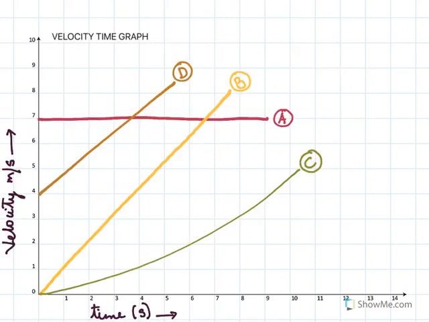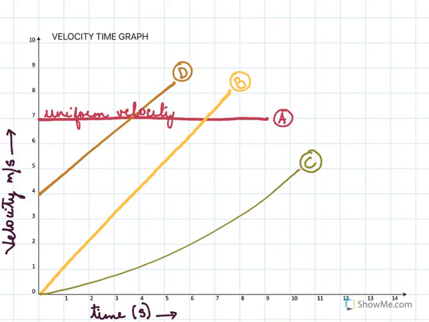Now let's examine the velocity time graphs. I've drawn 4 different graphs which tell us 4 different stories. Let's get on with object A. Now if you see in object A, it is moving along a straight line, parallel to the x-axis. The velocity does not change. It remains 7 meters per second throughout. So we can say for this object A, it is with uniform velocity.